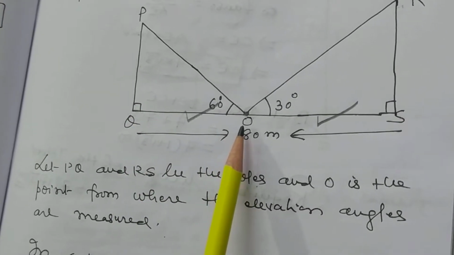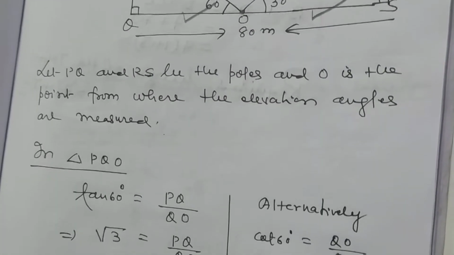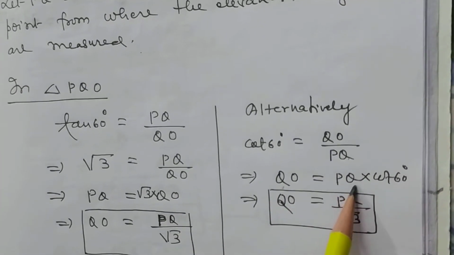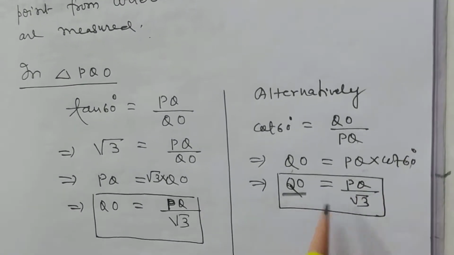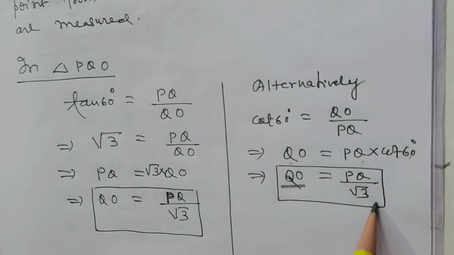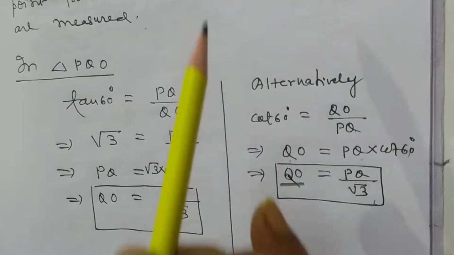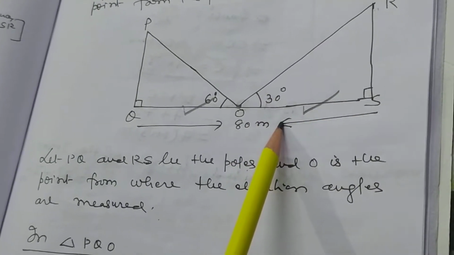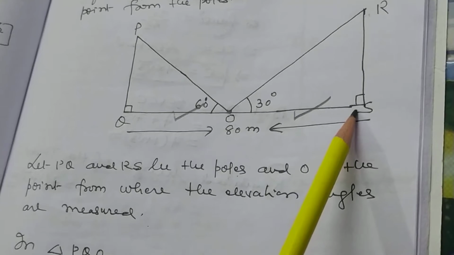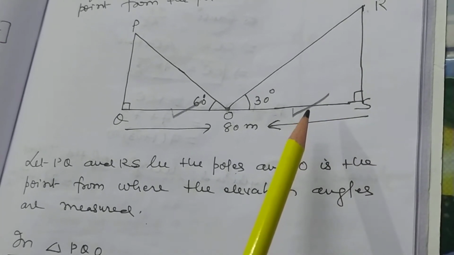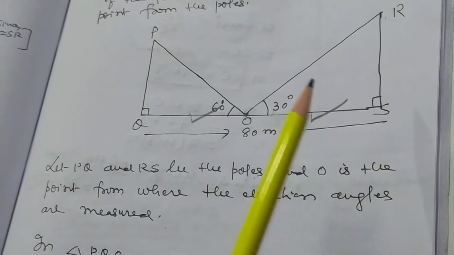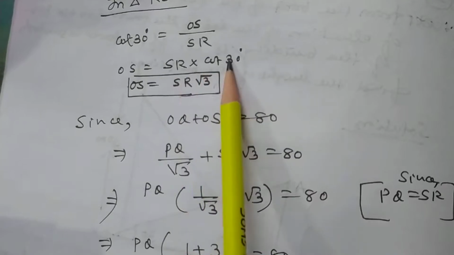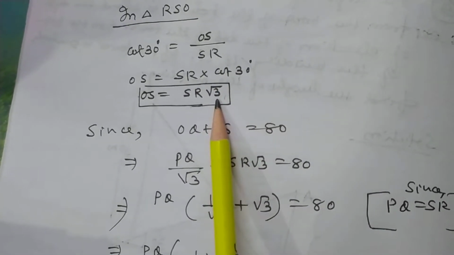From right angle triangle OPQ, if you take cot 60, then OQ by PQ. OQ is equal to PQ cot 60 degree, so OQ is equal to PQ by root 3. And my dear students, from right angle triangle OSR, cot 30 degree is equal to OS by RS. So OS, this distance, is equal to SR into cot 30. Cot 30 is equal to root 3.